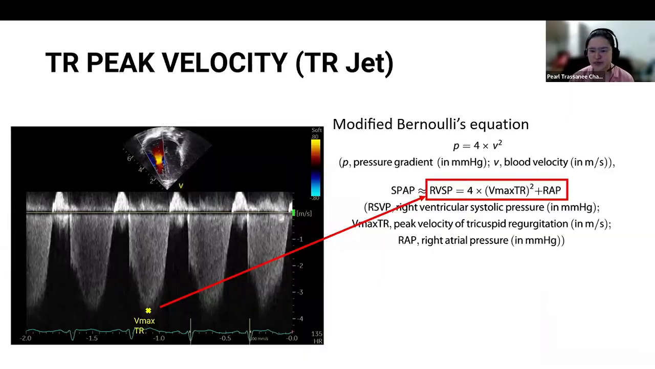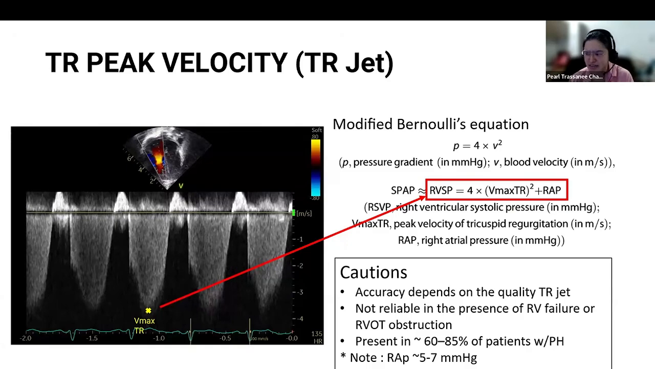Systolic pulmonary arterial pressure can be estimated by measuring the peak velocity of tricuspid valve regurgitation with the use of the modified Bernoulli equation. Right atrial pressure is not usually measured, and a value of 3 to 5 millimeters of mercury is generally assumed. The estimation of systolic pulmonary arterial pressure by measuring the TR jet is reliable and often equivalent to pressures measured in the cath lab.